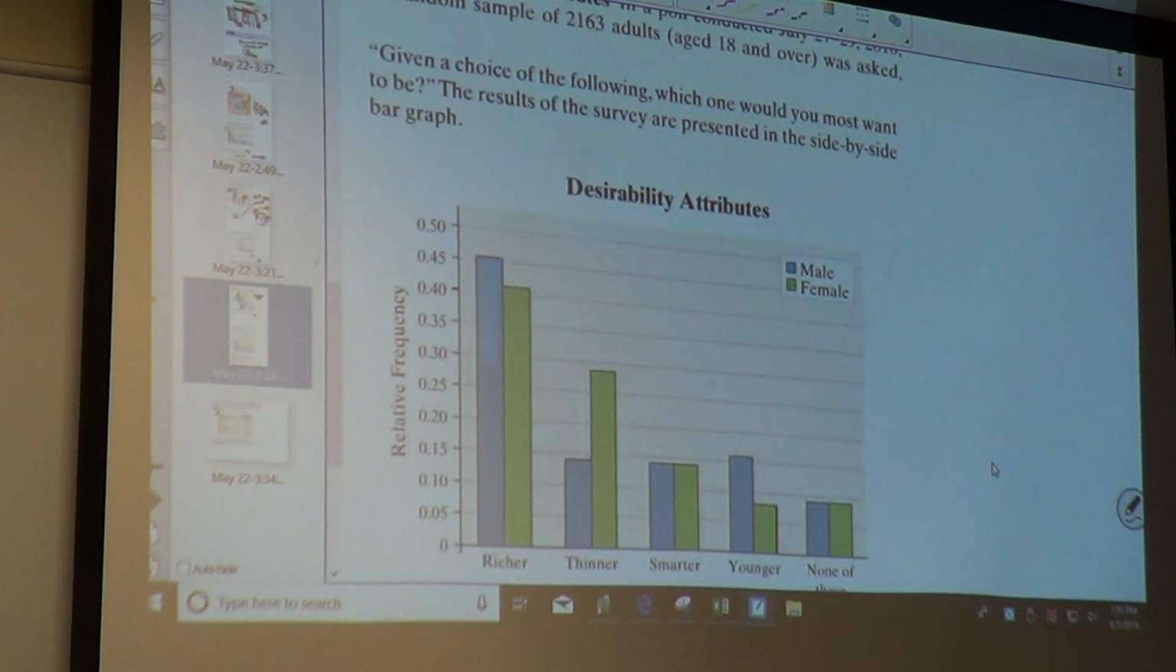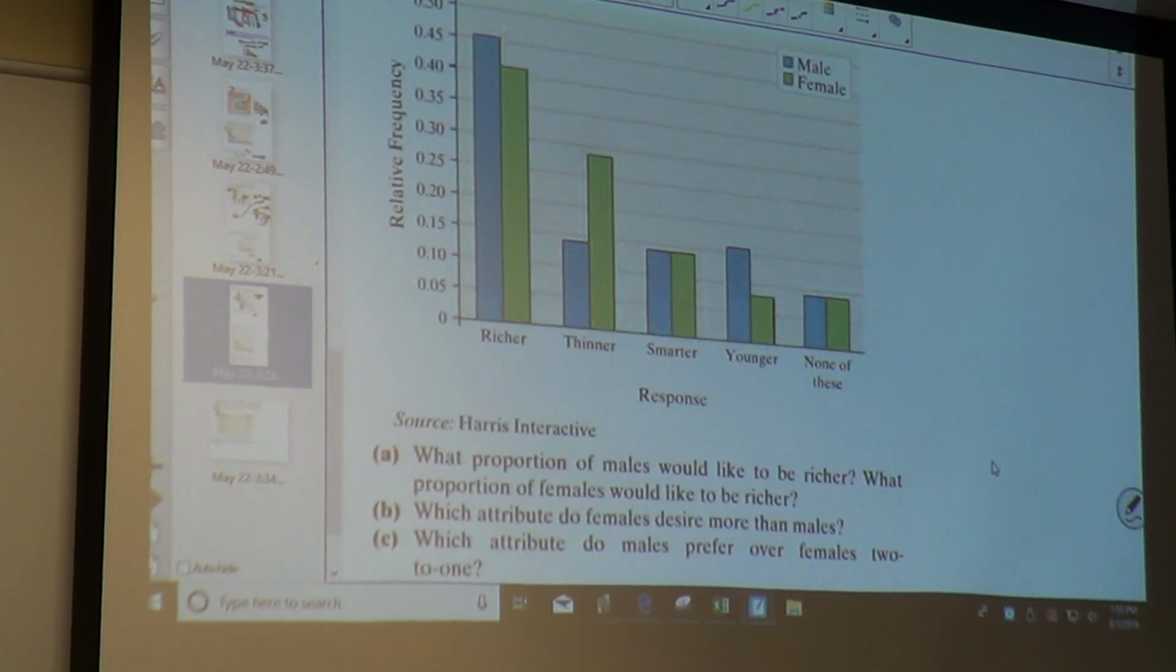Which one would you most likely to be? Boys are blue, girls are green.